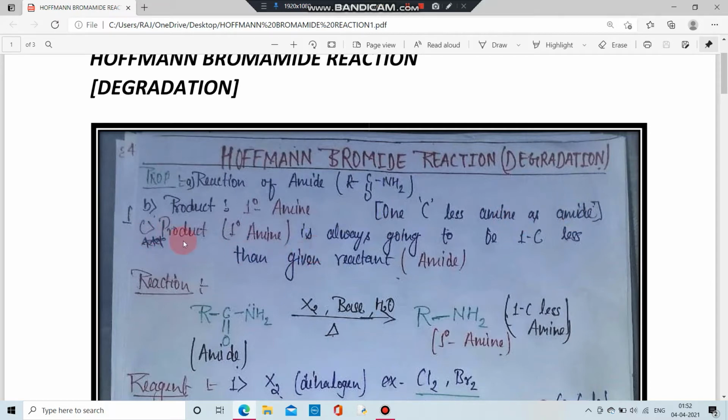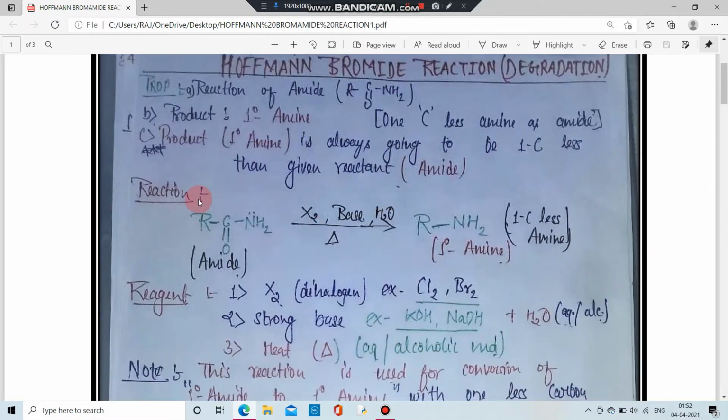Just remember, the product we are getting, which is a primary amine, is always going to have one carbon atom less as compared to the given reactant, which is the amide. Now in this reaction, this is a primary amide. In the presence of dihalogen, a base and heat, we are going to get a primary amine as the main product.